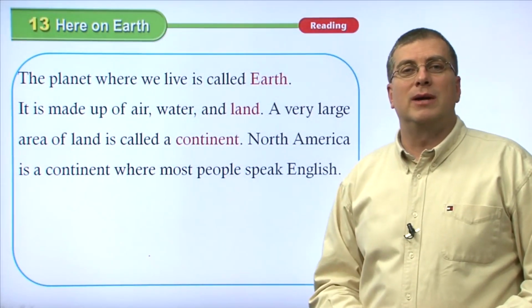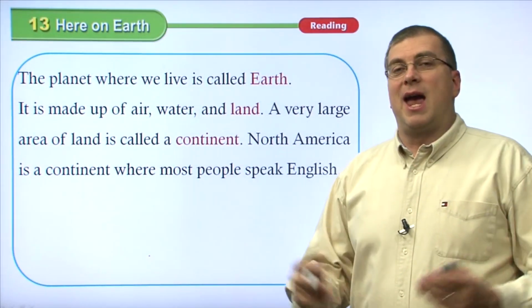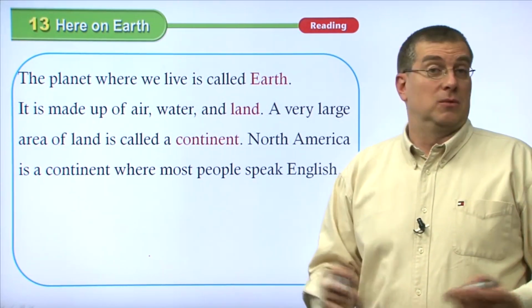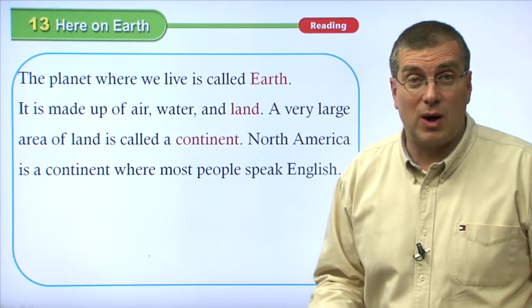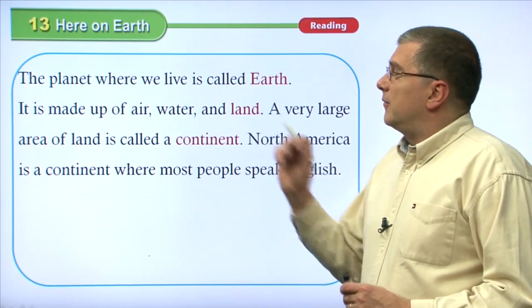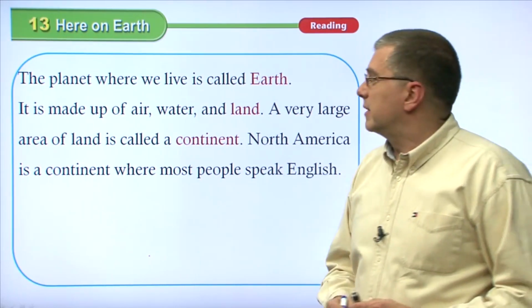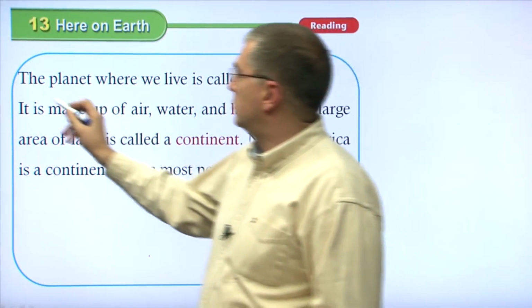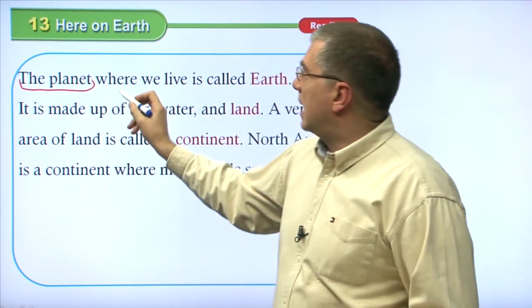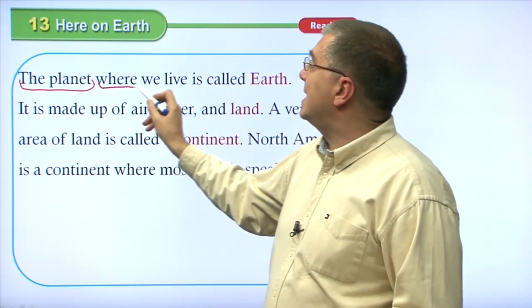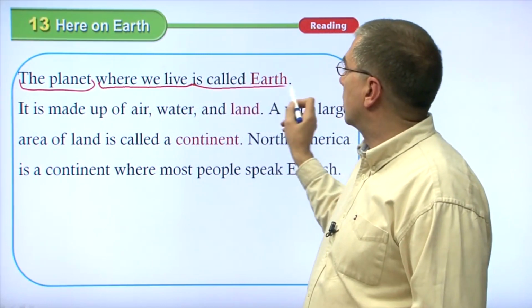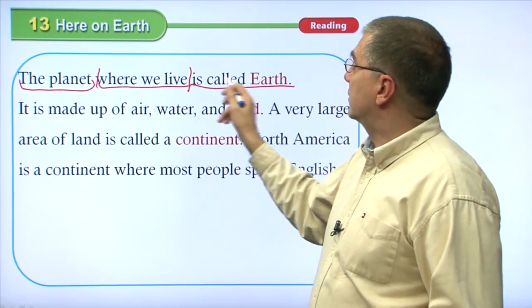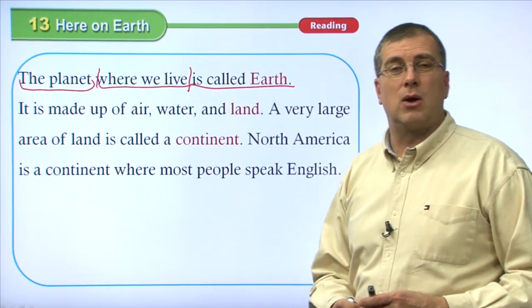Okay, welcome back. We're going to go over the reading section. And what is our unit called? Of course, Here on Earth. So in the reading passage, we're going to be talking about the Earth, where we live. Now, the first sentence is our topic sentence. The planet where we live is called Earth. So here's our subject, the planet. Here is the controlling idea: where we live is called Earth. Okay, so that's what we call Earth.